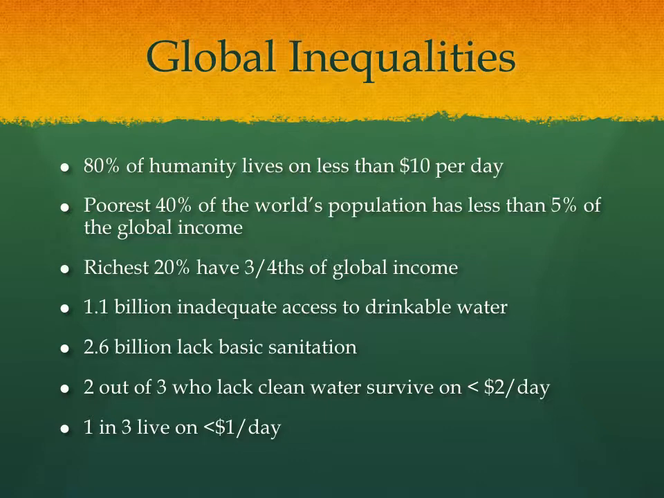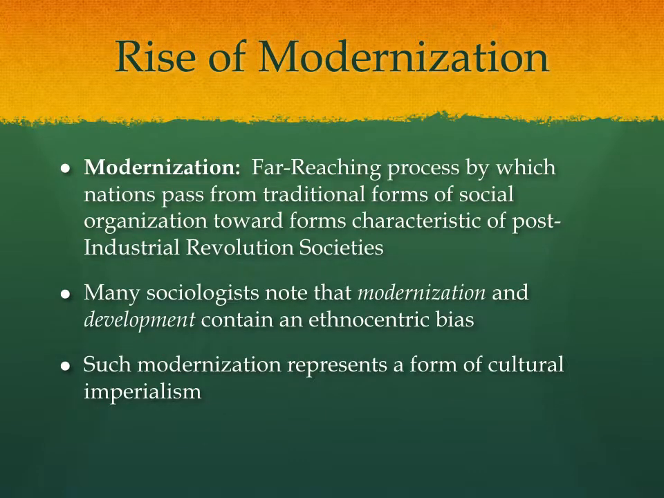So different theoretical perspectives for looking at that consider modernization. There's modernization theory, which talks about the far-reaching process by which nations pass from traditional forms of social organization, like agricultural and horticultural, toward forms characteristic of post-industrial revolution societies. They're really high in technology, high in service and retail jobs, and high in international cooperation about creating factory products.